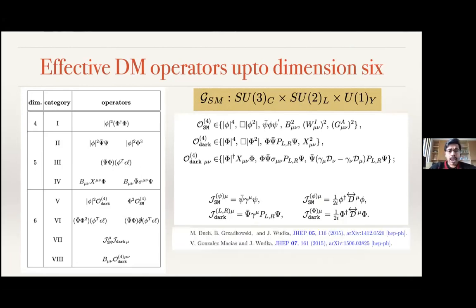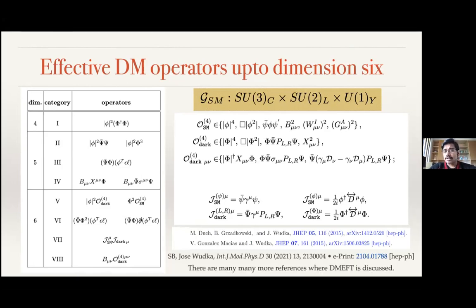And this table is obtained from the papers of Zankowski, Utka, and Dukt, and also from a paper by Messias and Utka. And recently, we have also written a review on the effective operators, including the dark matter interactions, which is this particular reference, with Jose. And of course, there are many other references where DM EFT has been discussed.